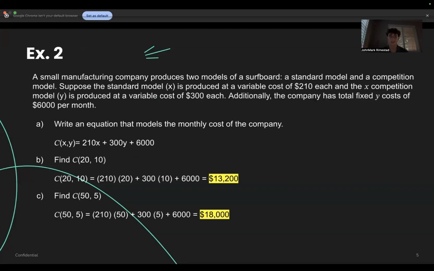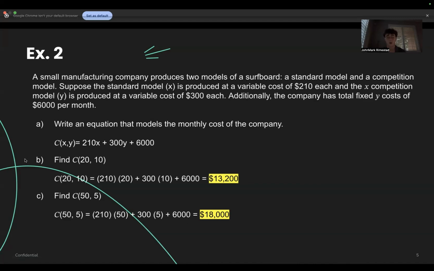A small manufacturing company produces 2 models of a surfboard, a standard model and a competition model. You can see this in many things, like BMW, Mercedes. You can even see it in Toyota, right? With Toyota Tacomas, you have a basic, you have a sport, and you have the TRD, which is the highest trim. Suppose the standard model X is produced at a variable cost of $210 each, and the competition model Y is produced at a variable cost of $300 each. Additionally, the company has total fixed costs of $6,000 per month. Awesome.